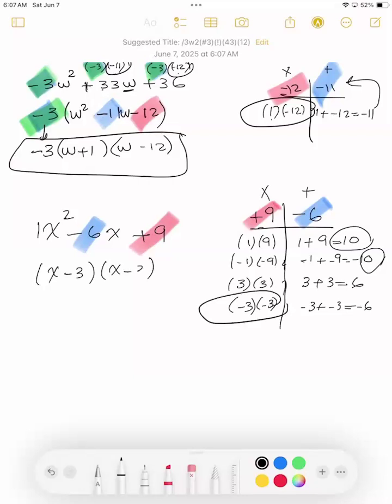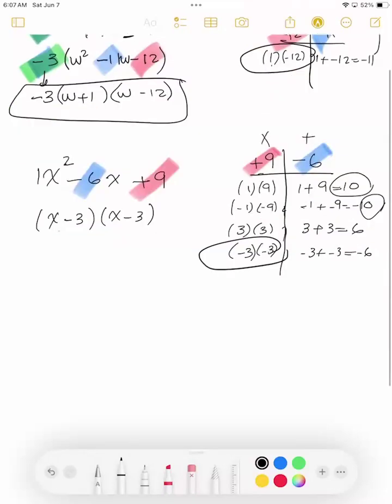So what was special about this problem? This problem says you have x minus 3 times x minus 3. They're the same parentheses, so you might as well write it like that, x minus 3 to the power 2. So that was the purpose of this exercise: when the parentheses are identical, you can just write it in exponential form.